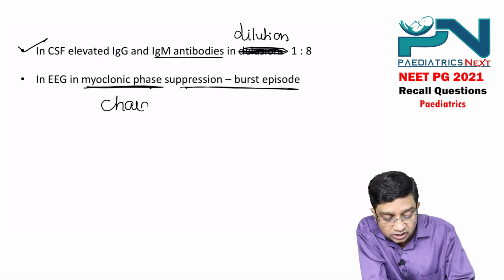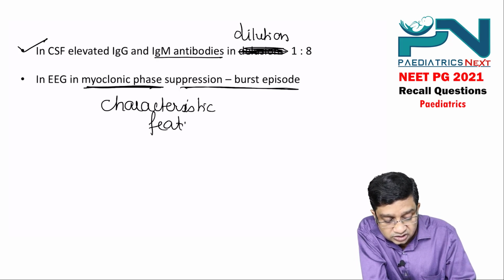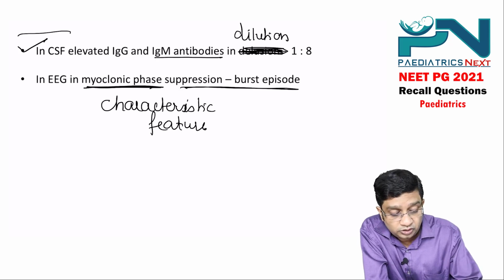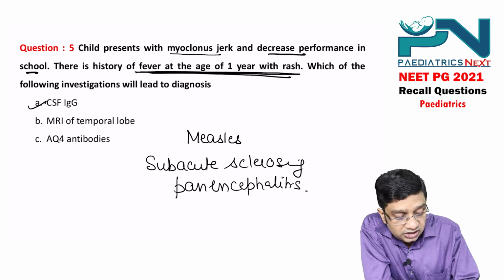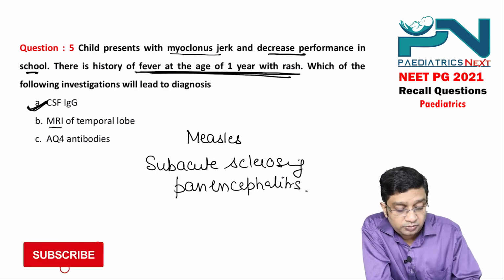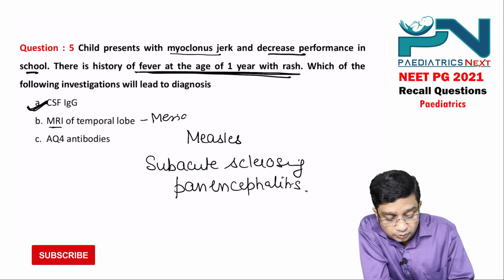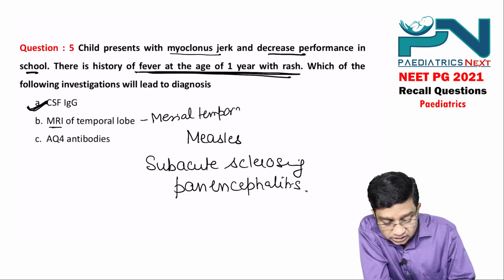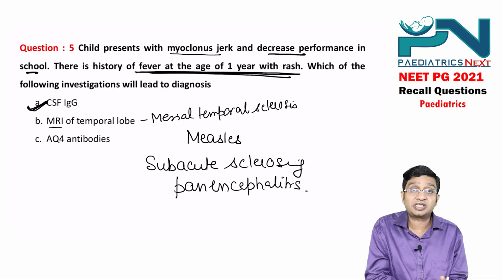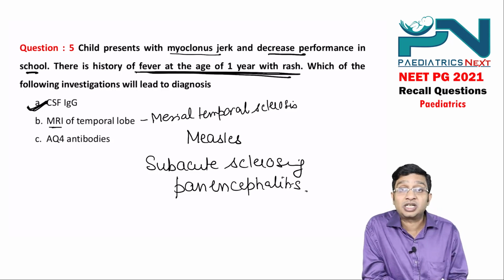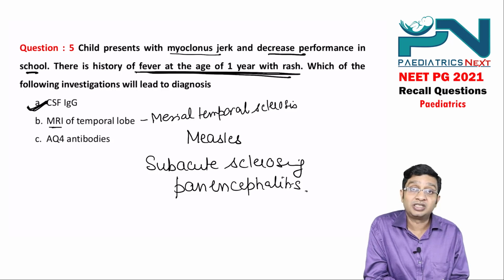So this is not particularly pathognomonic, but it is a characteristic feature. So therefore, the most appropriate answer out of the choices given should be the CSF immunoglobulin G level. MRI of the temporal lobe is basically done for the mesial temporal sclerosis, and this mesial temporal sclerosis can initially present as a febrile seizure in a child, but there is nothing to suggest that the child had the prior history of the febrile seizure, right?